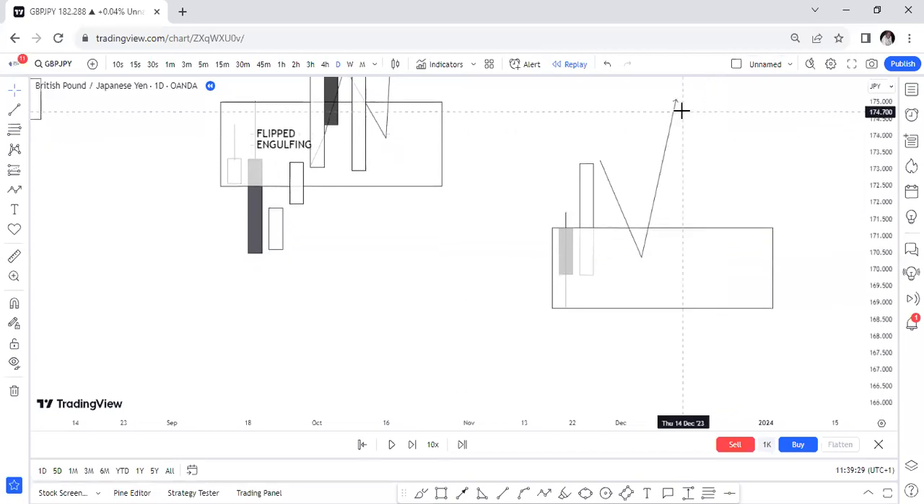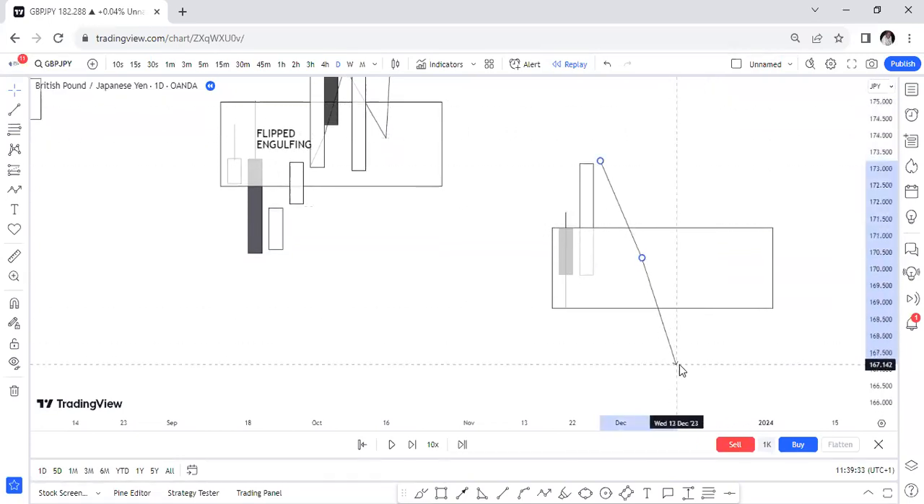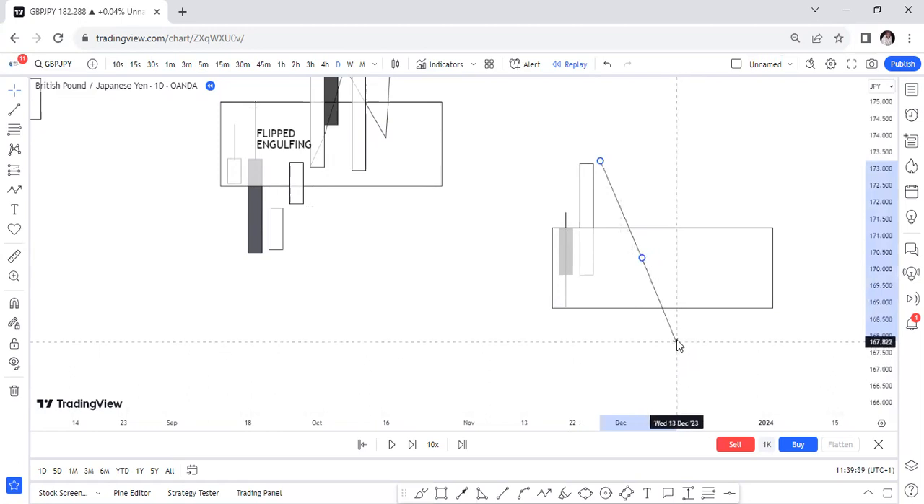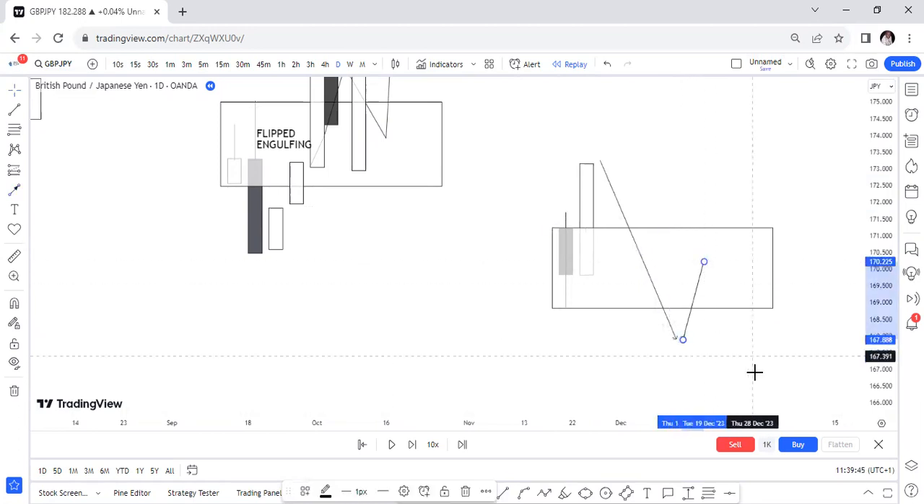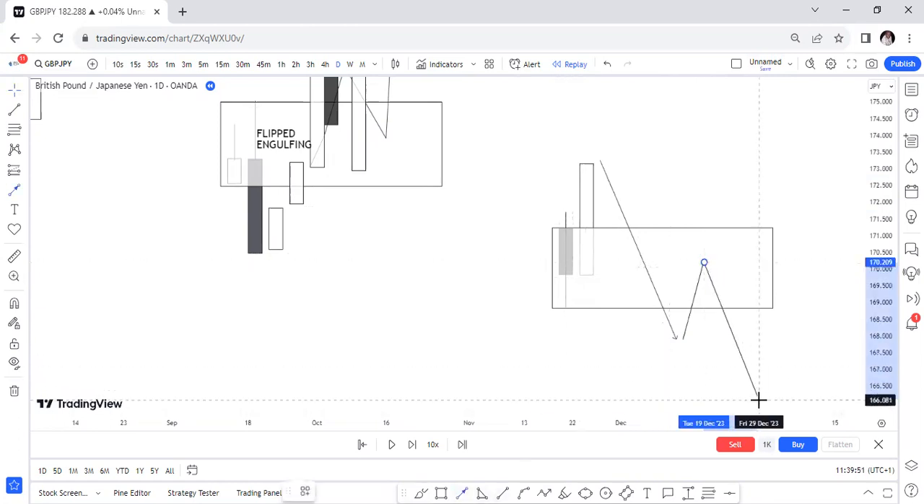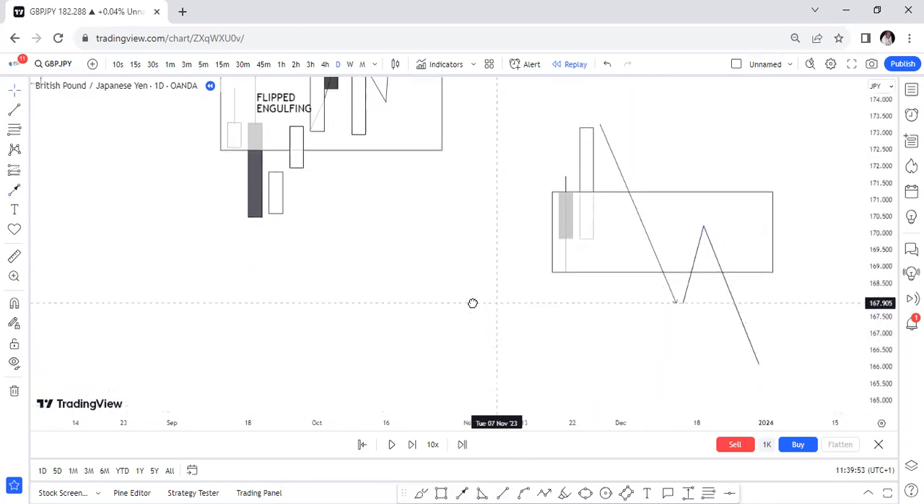But if that expectation fails, if it fails to deliver, what happens? It will turn to a selling market. When engulfing fails, you trade it on the opposite side. It turns like this, turns to this.